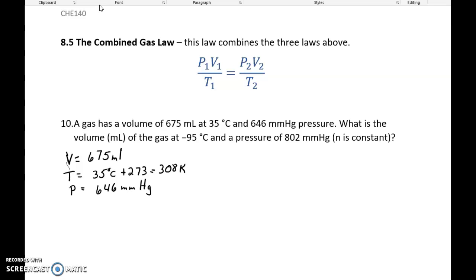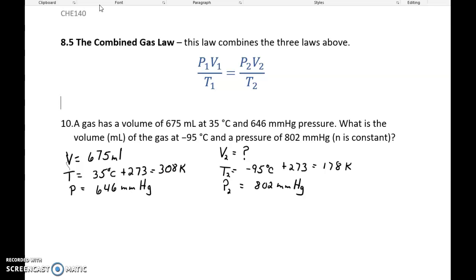And the question here is, what is the volume? So we don't know what that volume is if the temperature changes, and now it's minus 95 degrees Celsius instead of being 35. It's pretty cold. We're going to add 273 to it, and we'll get 178 Kelvin as the temperature 2. And we have a new pressure as well. Our new pressure is 802 millimeters of mercury.